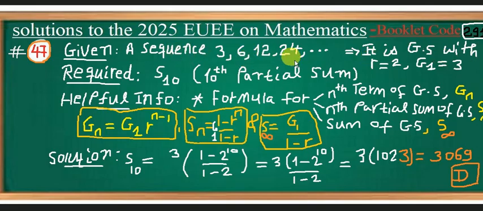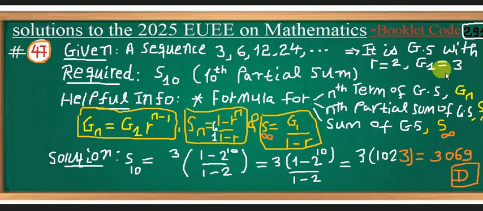This is a geometric sequence, a geometric series, because if we divide consecutive terms in the same order we get the same non-zero constant. 6 divided by 3 is 2, 12 divided by 6 is 2, 24 divided by 12 is 2. So there is a common ratio. The ratio of consecutive terms is the same number. So that common ratio is 2. And the first term is 3.